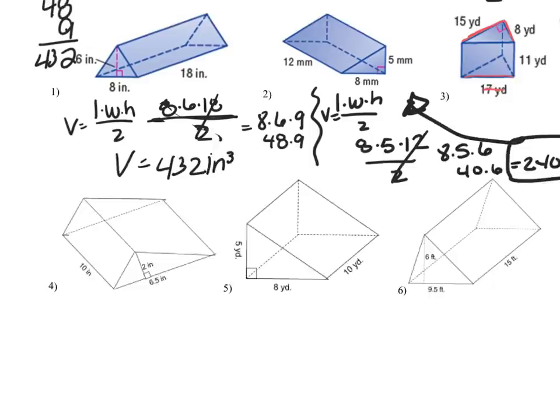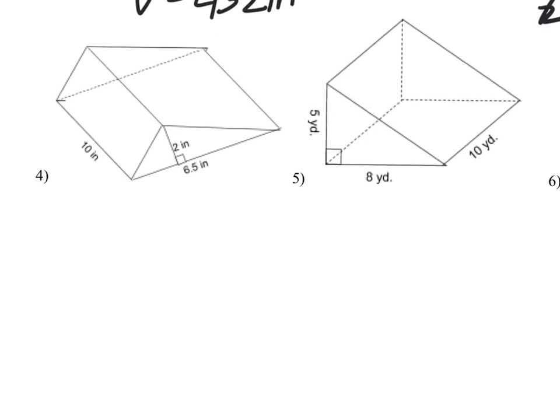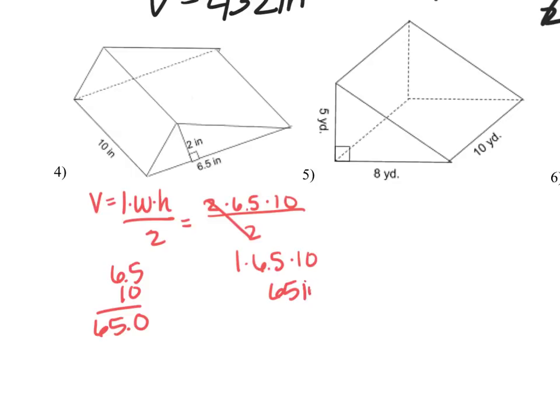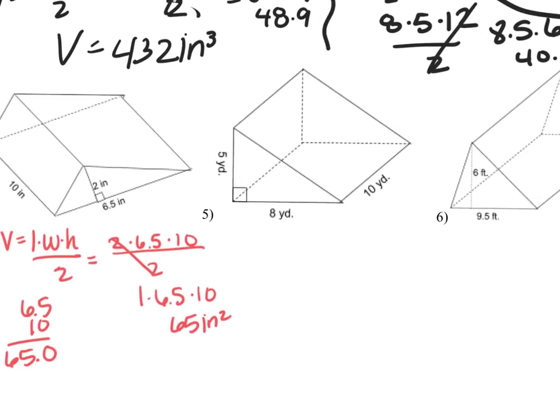Okay, my next one, they have all the right numbers, so we're good. So we're going to say volume equals length times width times height divided by 2. So we're going to say 2 times 6.5 times 10 divided by 2. So I'm going to do this and go 1 times 6.5 times 10, and then 6.5 times 10 is 65. So 65 is our answer, and it is inches squared.